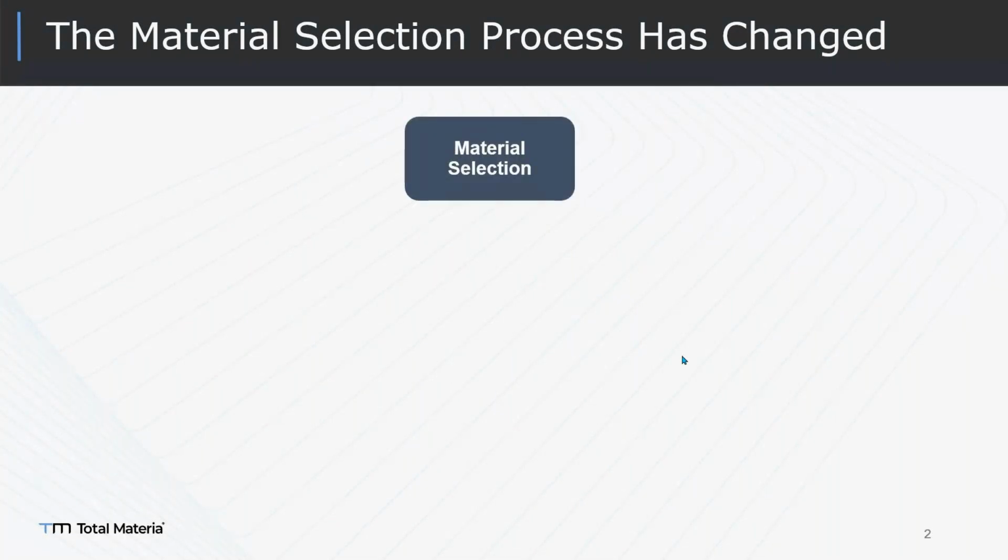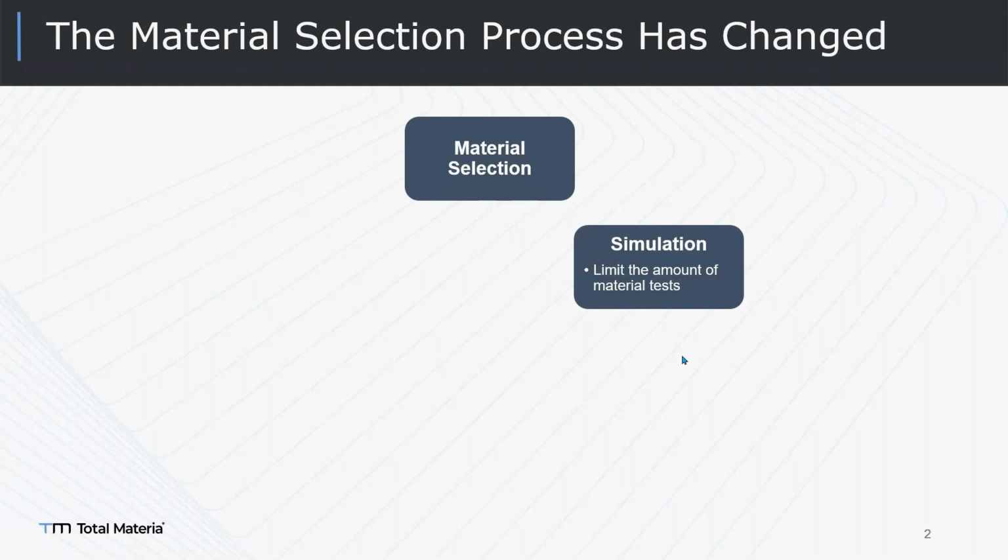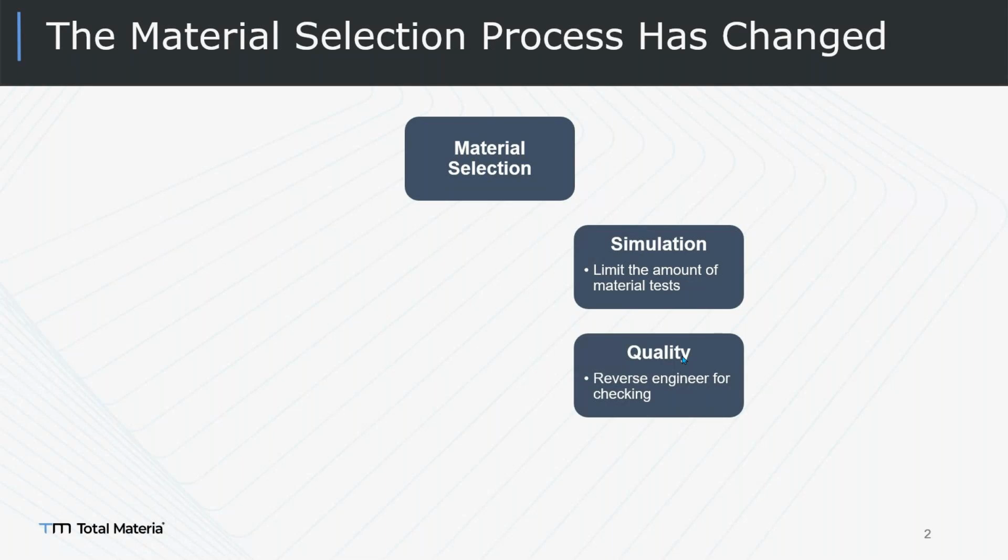So at the start, the material selection process looked like this. You would, of course, select your material and perform simulations, and one thing would be good is to limit the amount of material tests. That's why simulation comes into play. Then doing a quality check to make sure that the material you're using is good for all those different design standards.